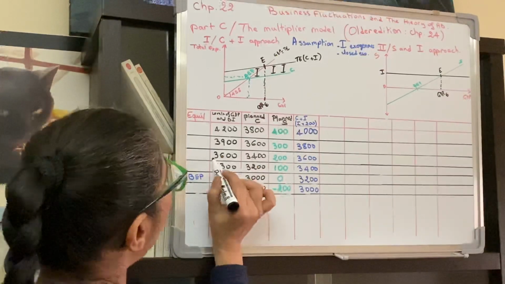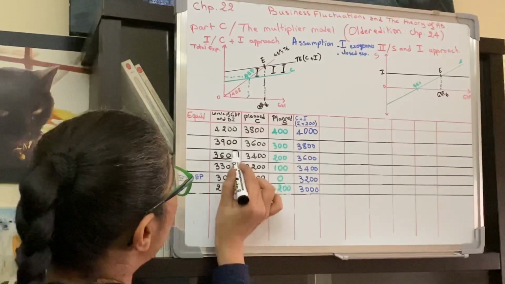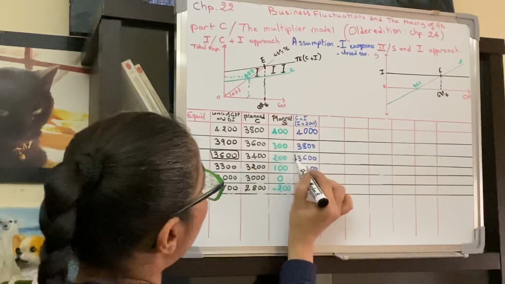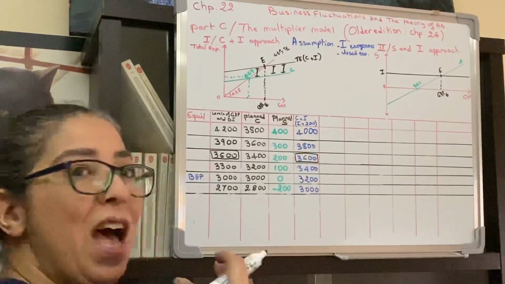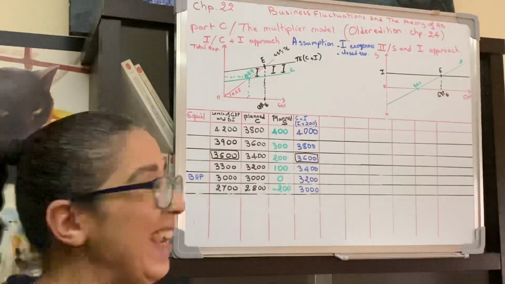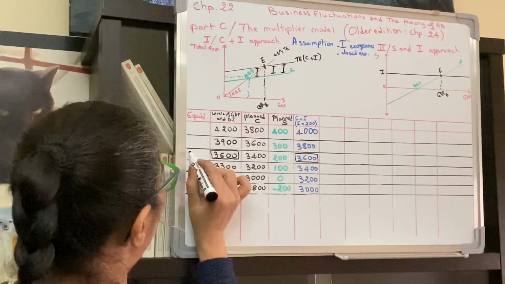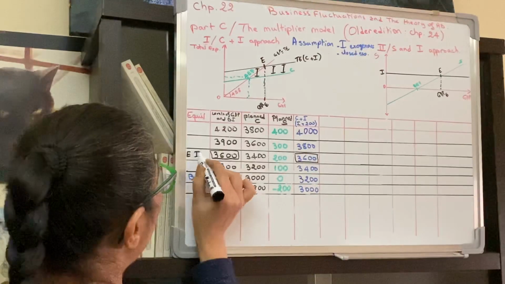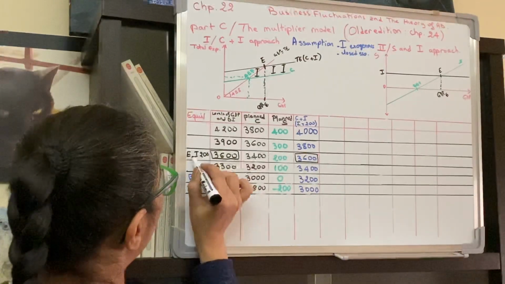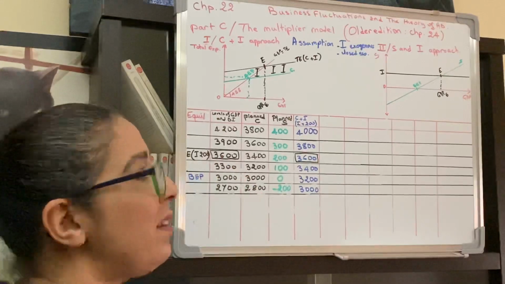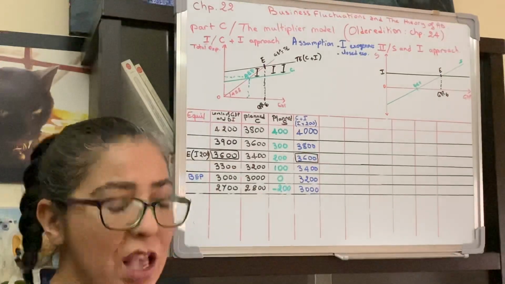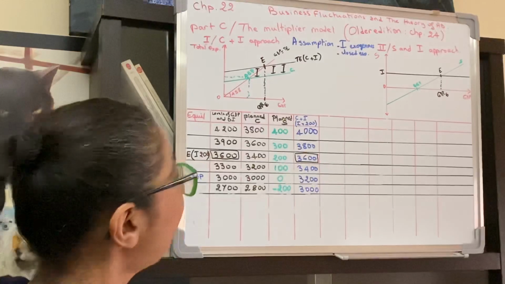Here, I'm producing exactly the same amount as I'm spending. So I have an equilibrium, okay? So this is my equilibrium when I is equal to 200, okay? That's the equilibrium point. So let's see what happens.